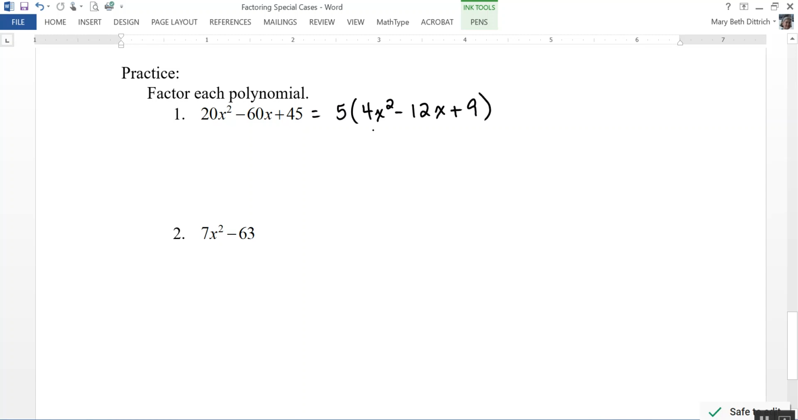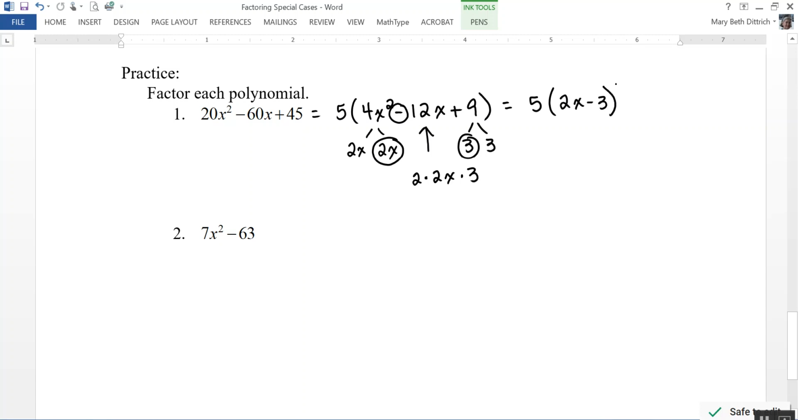Now, let's take a look at what we have in the parentheses. 4x squared is a perfect square. That's 2x times 2x. 9 is a perfect square. That's 3 times 3. Now I'm wondering, is my middle term equal to 2 times one of those times one of those? And indeed it is, because 2 times 2 is 4, times 3 is 12, and I have an x. So I'm noticing that this is a negative here. So this is going to factor into 5, which is the greatest common factor I took out, times 2x minus 3, that quantity squared.